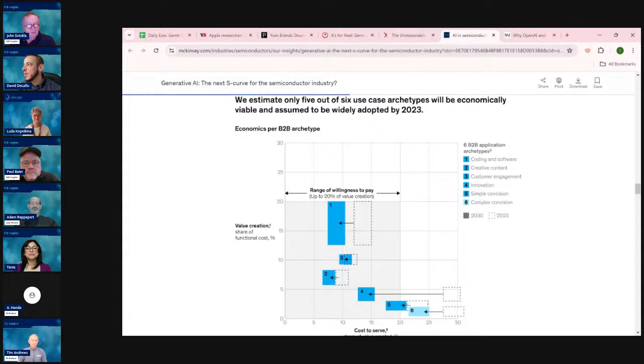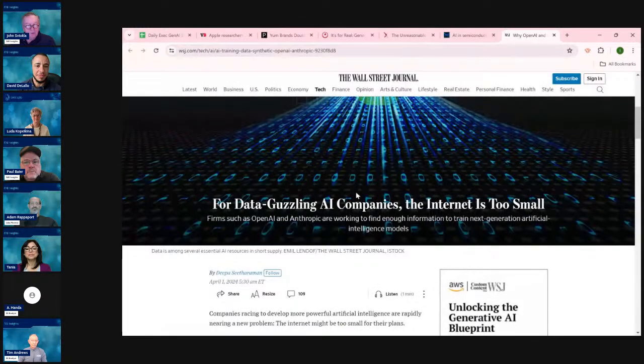And we have one more. Okay, the next is from the Wall Street Journal, and it talks about how the internet is too small for the GenAI companies, and also touches a bit on the synthetic data bit. All right, Paul, you want to comment on this one?